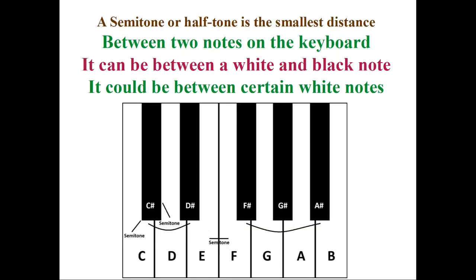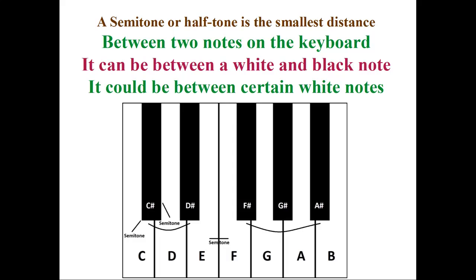A semitone or half tone is the smallest distance between 2 notes on the keyboard. It can be between a white and a black note, or for that matter, a black and a white note, and it could be between certain white notes, for example, between E and F and B and C.